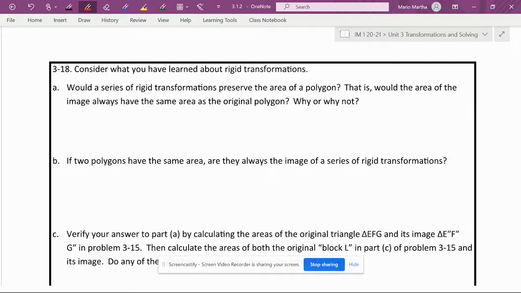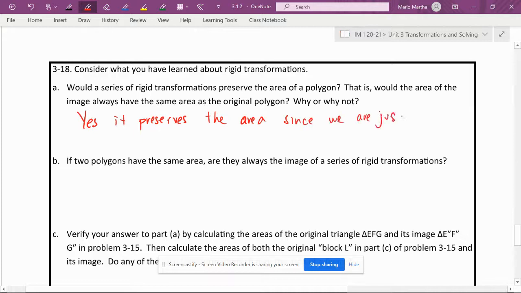So in this case, we said yes, right? Yes, it preserves the area, since we're just moving the object in a plane, actually.